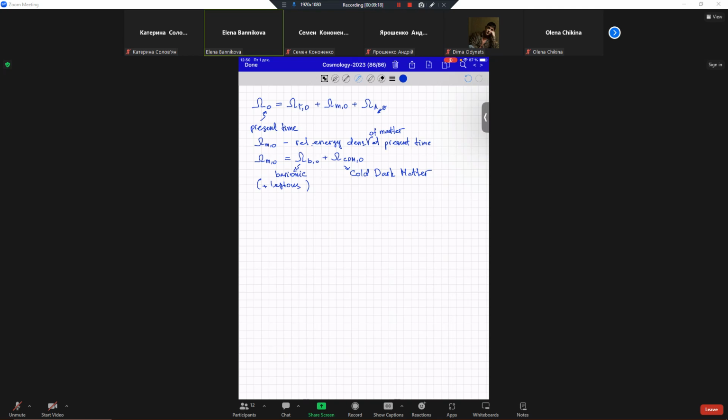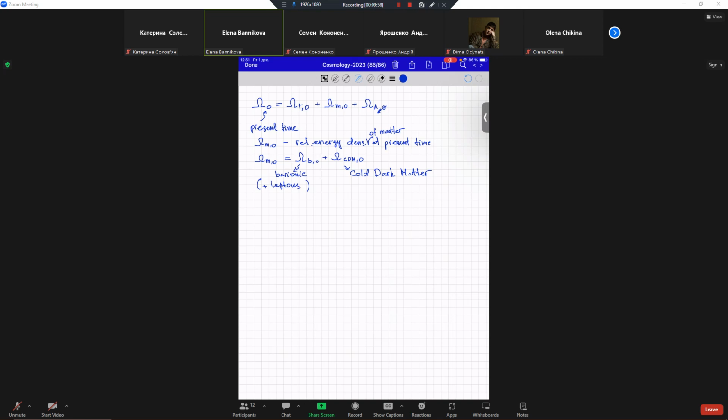This is everything that we can see. So this is Earth, planets, stars, galaxies, gas also, gas in clusters of galaxies, so everything. When I say what we can see, it means that this matter can interact with electromagnetic emission in any band. So this matter also can be the source of the emission.